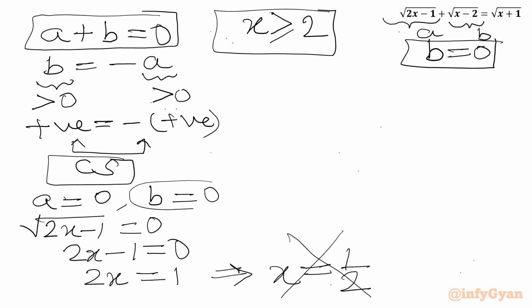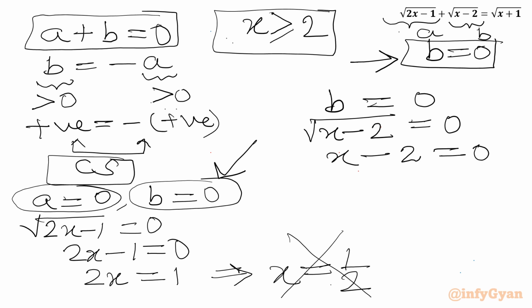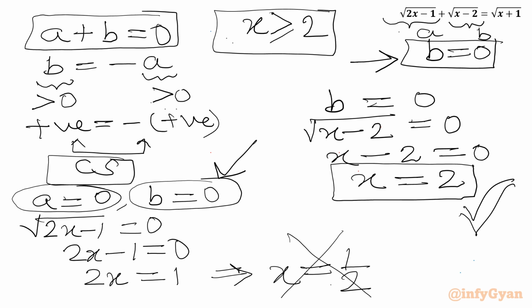Now the turn of b equal to 0. This was a equal to 0. Now b equal to 0. And you can see b equal to 0 is also here. So we can write b equal to 0. b is square root x minus 2 equal to 0. Consider squaring both sides. x minus 2 will be equal to 0. Add 2 to both sides. We will get x equal to 2, which is our accepted solution. We will verify through the equation at last. Now method number 2.